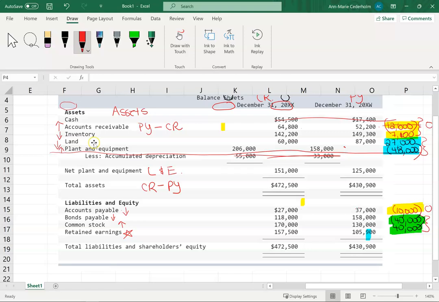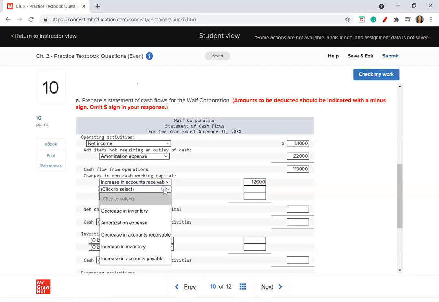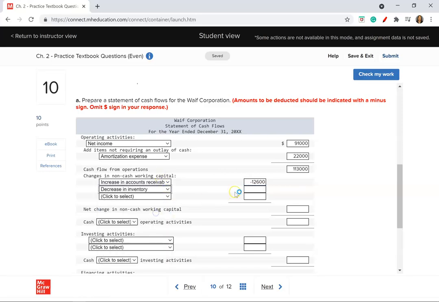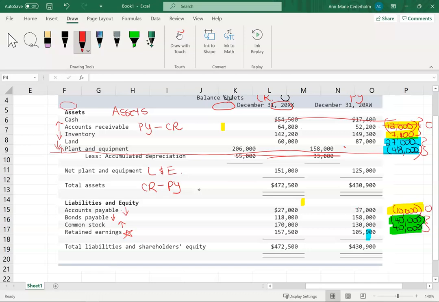Now my inventory decreased, and it's positive 7,100. So now I've got a decrease in inventory, and that was 7,100. And now I can cross that off. And then my other operating activity was the decrease in accounts payable, a decrease of 10,000.